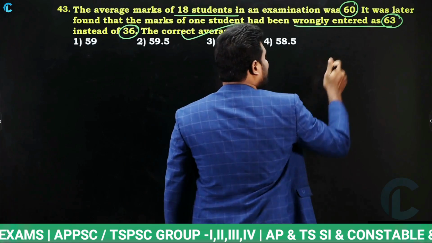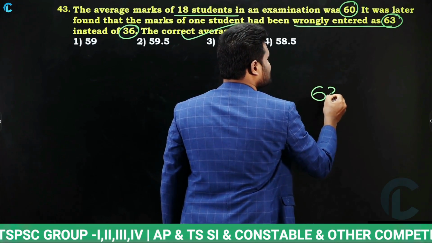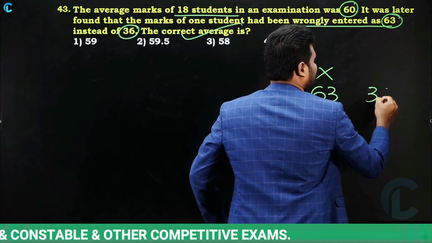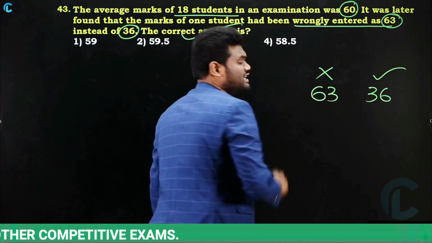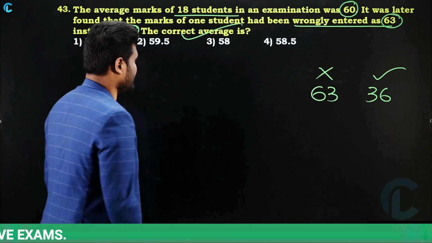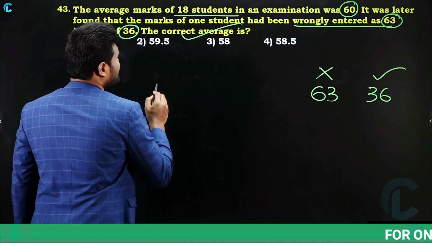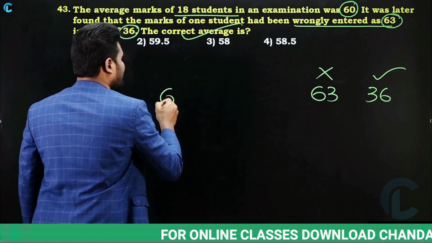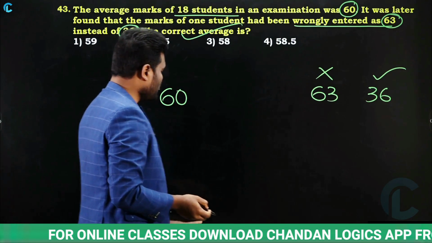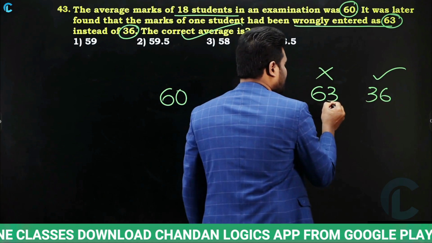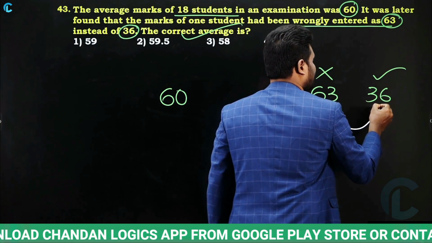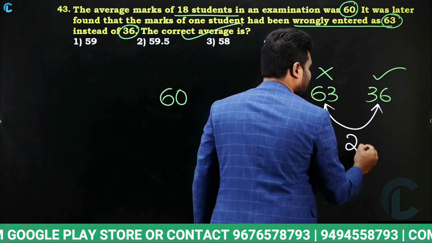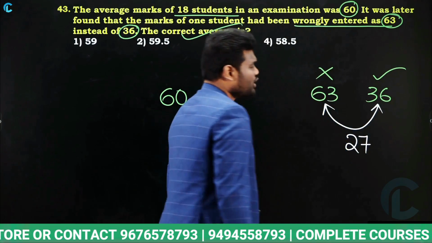Look here, wrongly entered as how much? Wrongly entered as 63 instead of how much? 36, which means the correct value is 36, but it was wrongly entered as 63. Now your question is to find the correct average for these 18 students. The average given is 60, but we need to find the correct average. So calculate the difference between 63 and 36, which is 27.